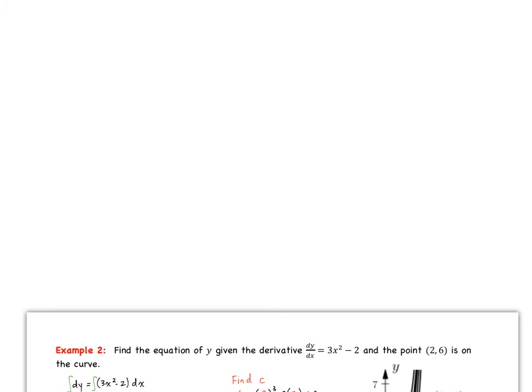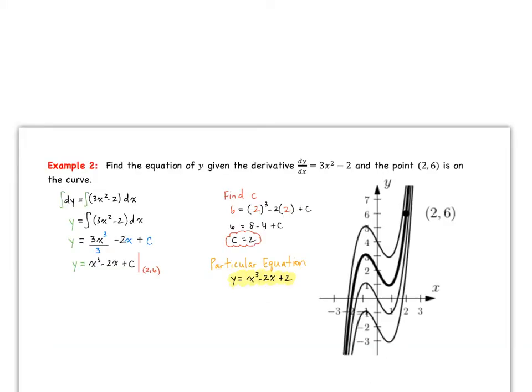Try example 2 on your own. Find the equation y given the derivative dy/dx equals 3x squared minus 2, and it passes through the point (2, 6). Go ahead, try it, and let's compare answers.